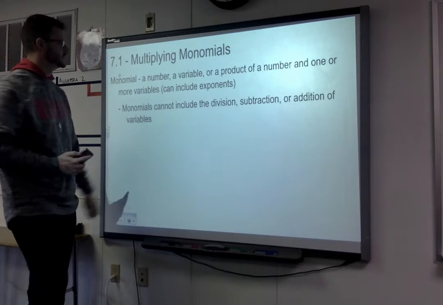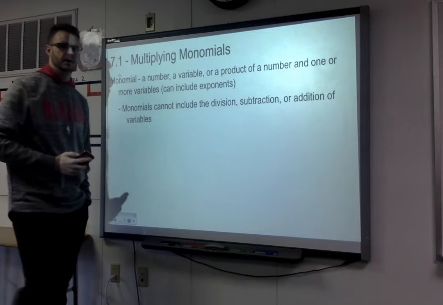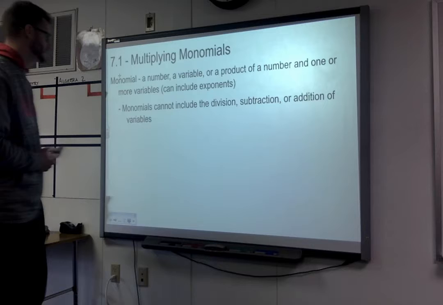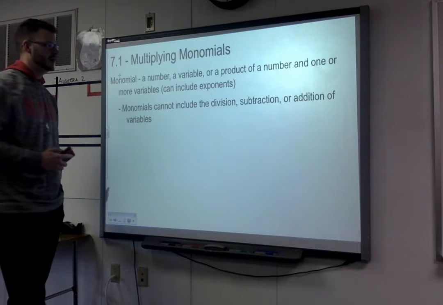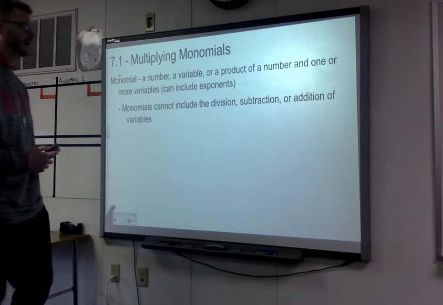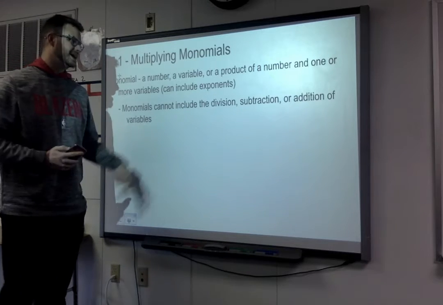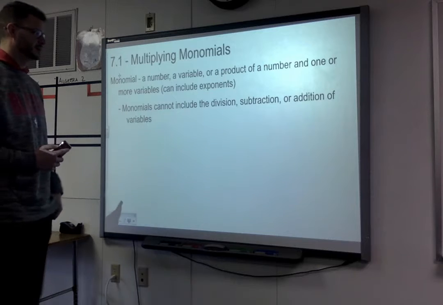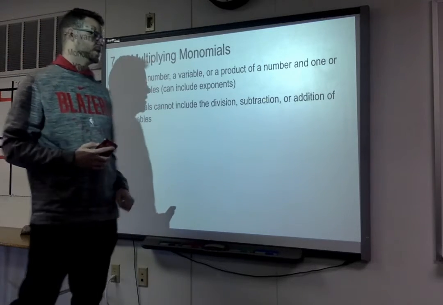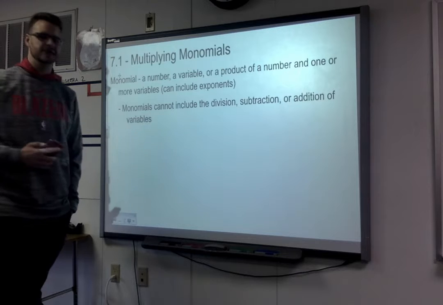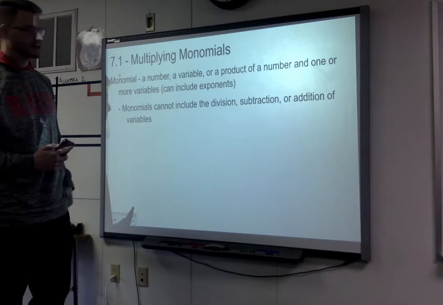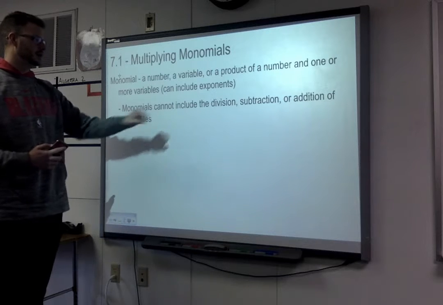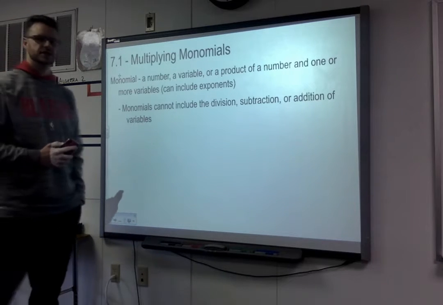So let's get started. On 7.1, we were learning about multiplying monomials. So first of all, we need to know what a monomial is. A monomial is a number, a variable, or a product of a number and one or more variables. It can include exponents. What they cannot include are division, subtraction, or addition of any variables. So the only mathematical operation that a monomial can include is multiplication.